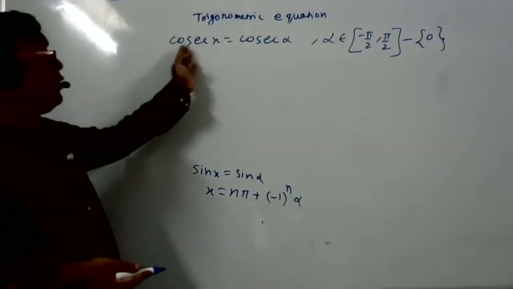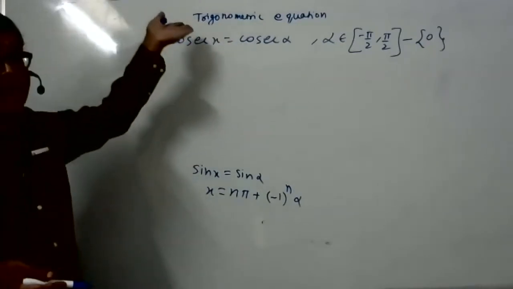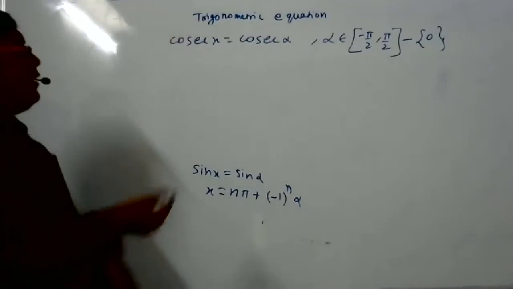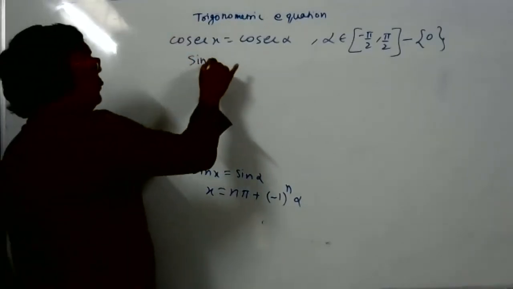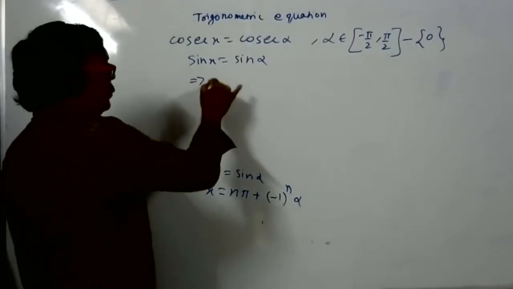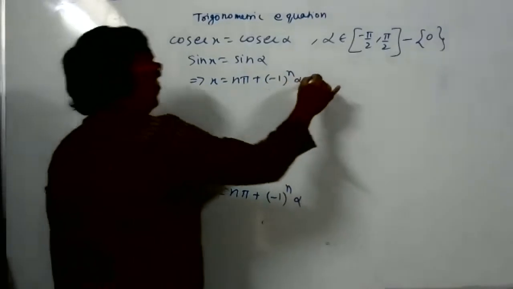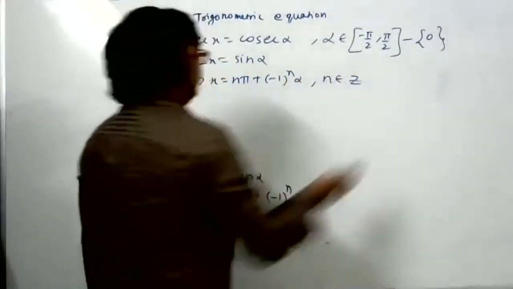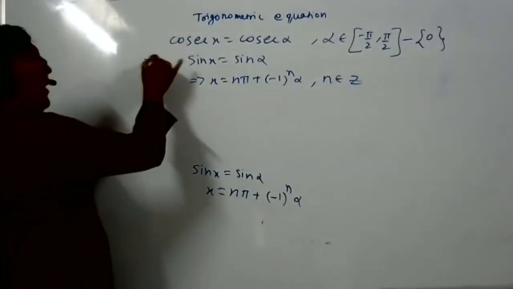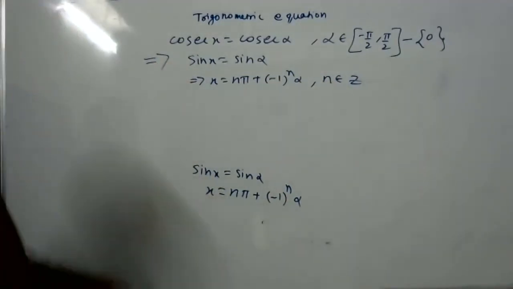Now somebody asks you, don't find this one, find cosecant x is equal to cosecant alpha. So what will you do? You will take the reciprocal. So you will get sin x is equal to sin alpha. For this answer I know, same answer for both. Implies x is equal to what? For both same answer only. Write down, no need of proof. Cosecant x is equal to cosecant alpha means that is same as sin x is equal to sin alpha. Because this we proved.